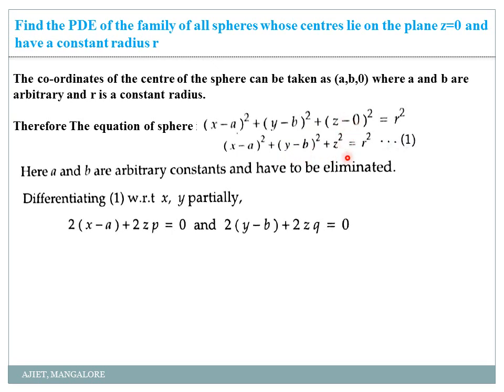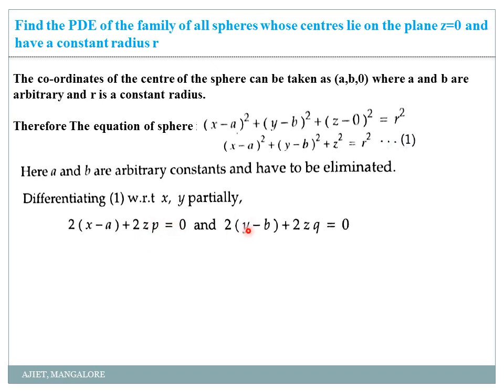Be careful when you differentiate z square. Always keep one thing in mind: z is a function of x and y. So differentiation of z square is 2z into dou z by dou x. That dou z by dou x we are calling p. I hope you can follow it. Make sure you write it and practice it. Here a few steps have been skipped directly. So dou z by dou x we are calling p.